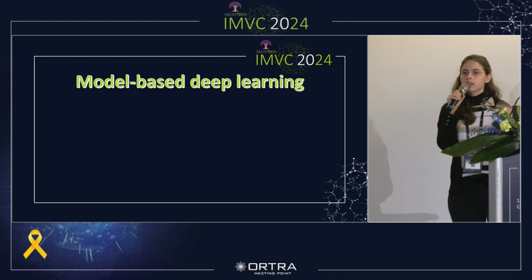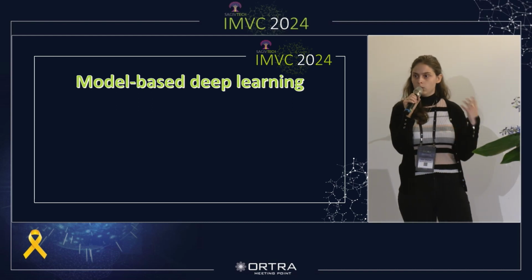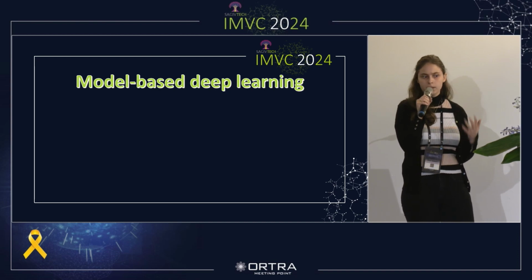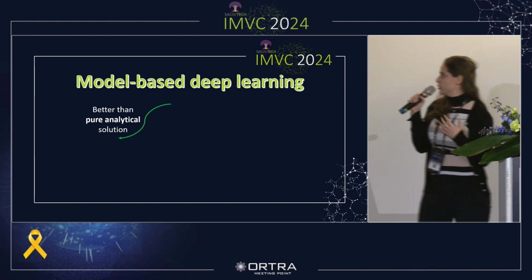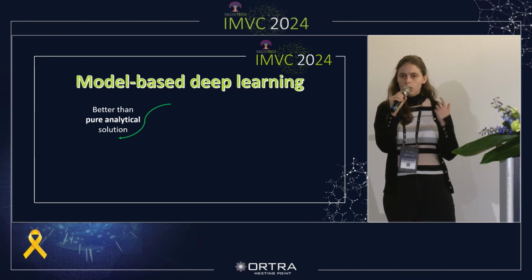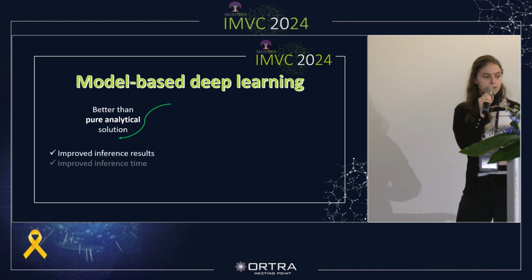We are going to use model-based deep learning schemes, which combine in the network architecture or learning process a known model, for example, the wave propagation model. They are known to be better than a pure analytical solution, as they can overcome partial domain knowledge. This leads to better inference time and results.